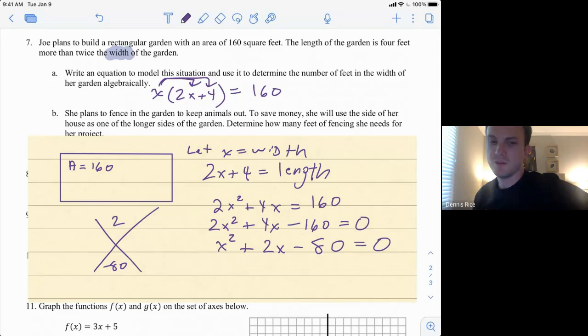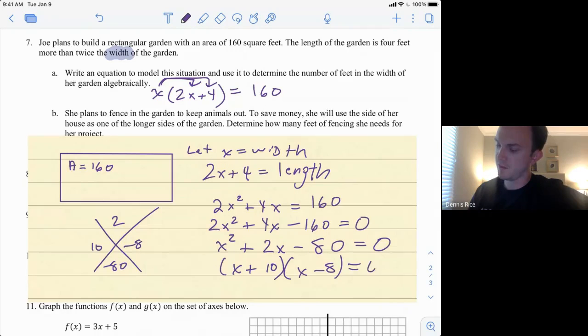What adds up to 2 and multiplies to negative 80? Good, good, good. We're on fire today. X plus 10, X minus 8. And we're going to reject the negative. The one on the left is negative. We can't have a measurement of negative 10. So the only answer we get is 8.